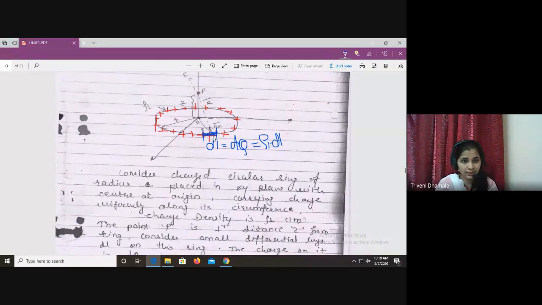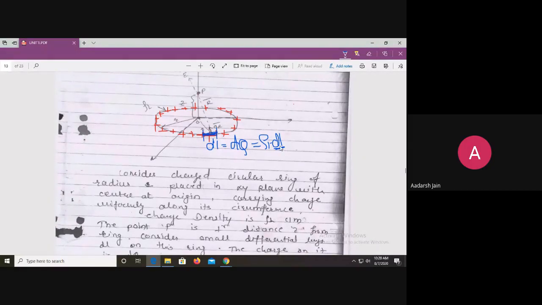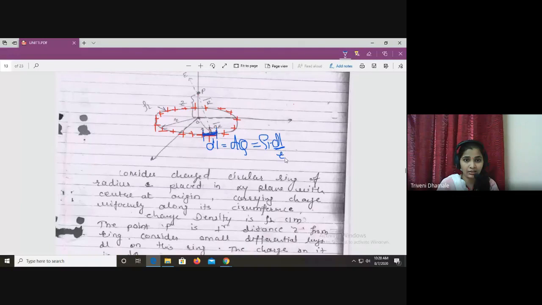But this dl is not a simple straight line like the z-axis, x-axis, or y-axis. This differential length is on a circular ring, that means it is an angular length. Getting my point? So it is an angular length. That's why this differential length, what should it be? It is r d phi.